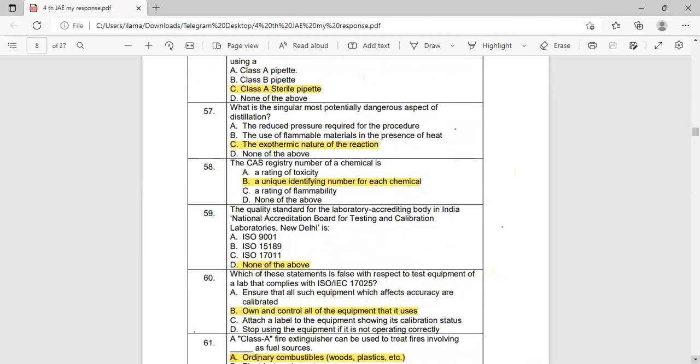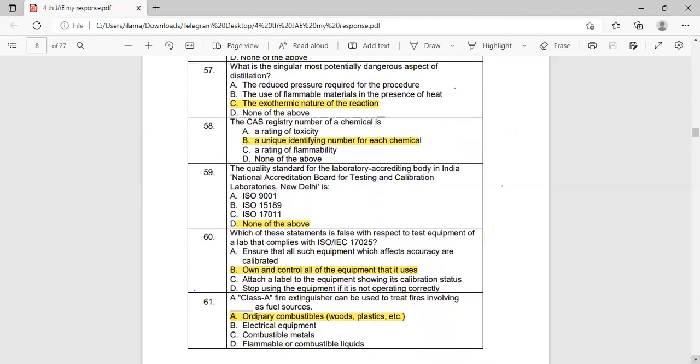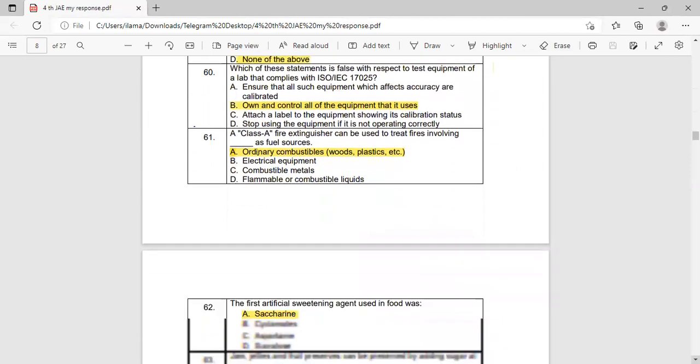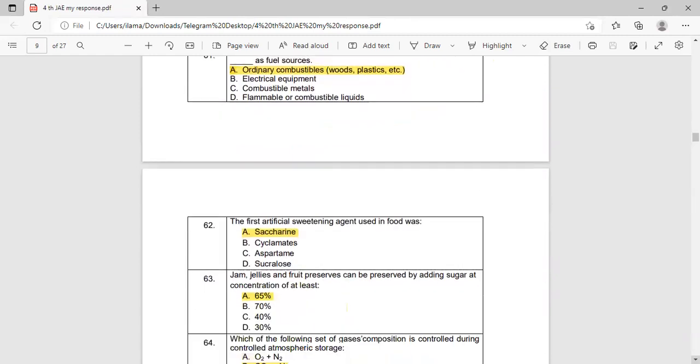Next one, which of these statements is false with respect to the test equipment of a lab that complies with ISO/IEC 17025? Own and control all equipment that it uses is a false statement. Next, a Class A fire extinguisher can be used to treat fires involving ordinary combustibles like wood, plastic, etc. as a fuel source. Next one, the first artificial sweetening agent used in food was saccharin. Next, jams, jellies, and preserves can be preserved by adding sugar at a concentration of at least 65%.